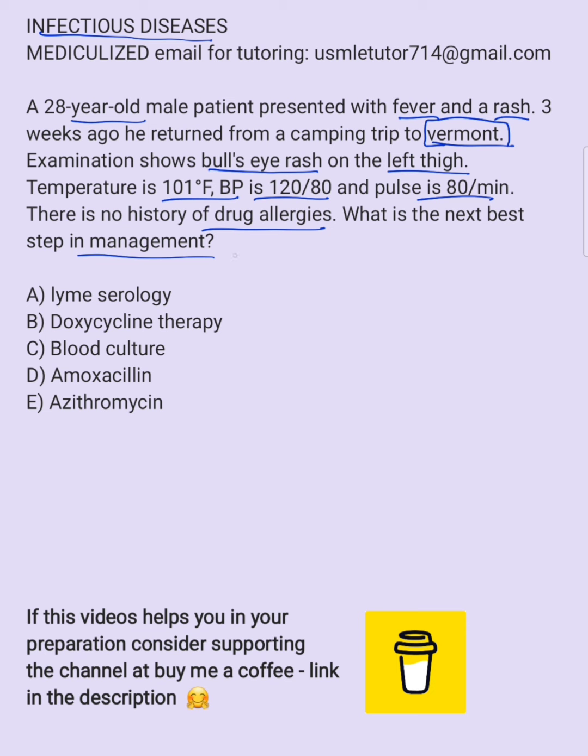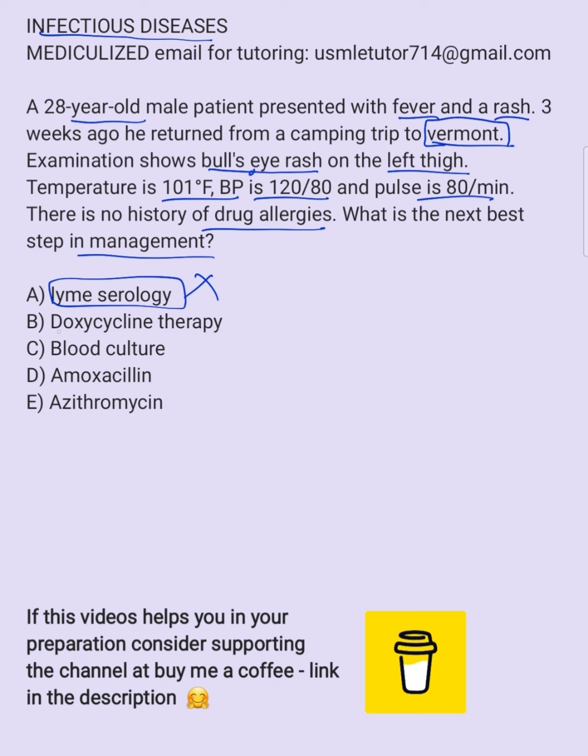And the thing is, if you don't get this rash, then you would do Lyme serology. But here the case is pretty clear. From the scenario, you can see that it is Lyme disease, so we don't need to do Lyme serology. Let's say the same scenario was present and they did not mention anything about the bullseye rash, and they mentioned other features of Lyme disease, like maybe facial palsy or maybe arthralgias, then we can go with Lyme serology so that we can confirm the diagnosis. But here the diagnosis is already confirmed from examination. They gave you the classic rash, and the patient came from a Lyme endemic region.